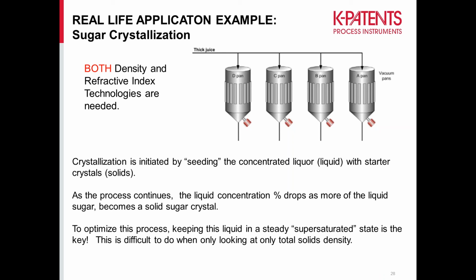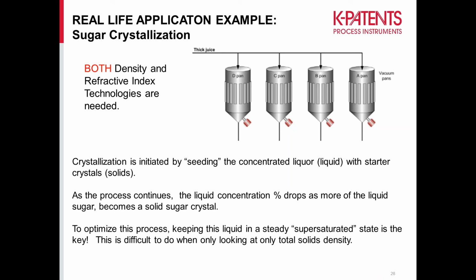So what the industry says is to optimize this process, obviously, you want to keep that liquid in a steady, supersaturated state. That's a key. If you don't have that, as that liquid falls out of the supersaturation state, your crystals are going to start to form slowly, and you're going to have a lot of starts and stops in your crystallization process based on that liquid concentration only. It's very difficult to look at that liquid concentration by using a total density, because you're getting a total solids.